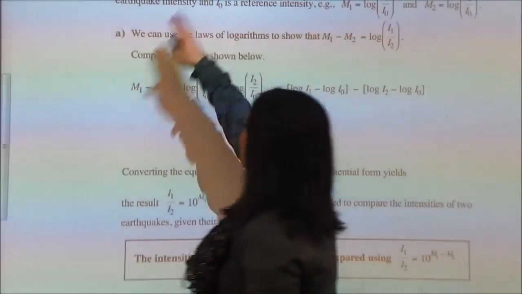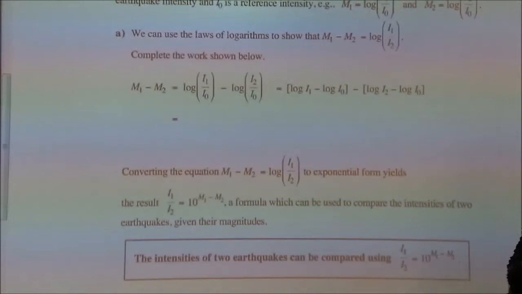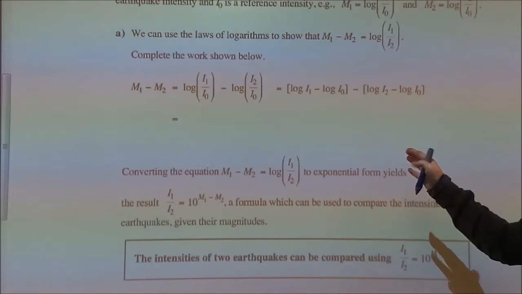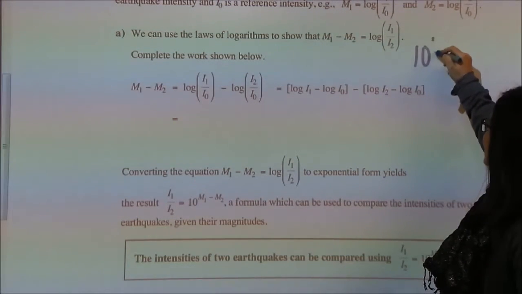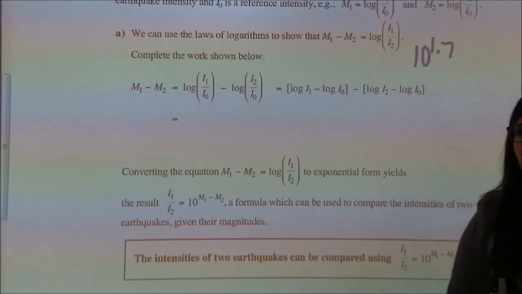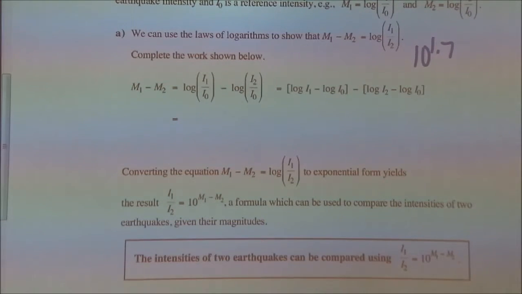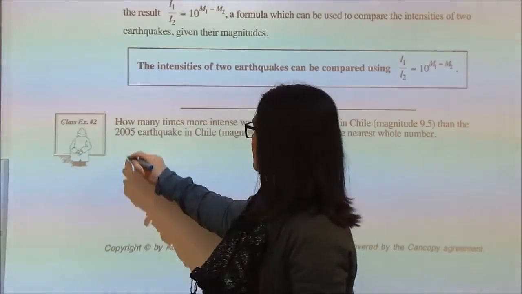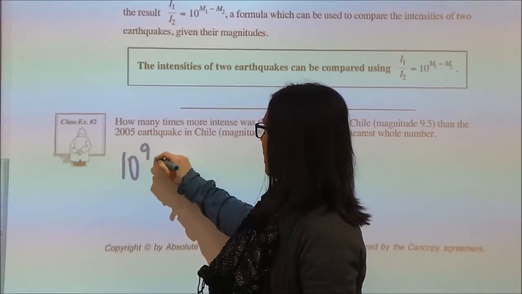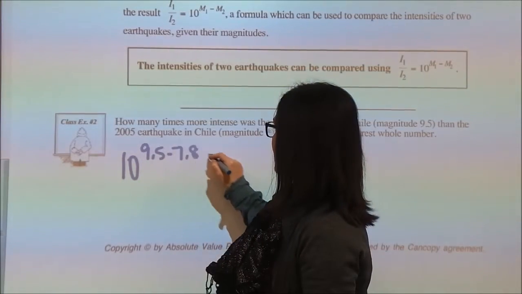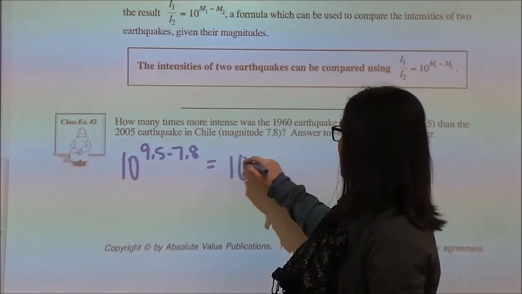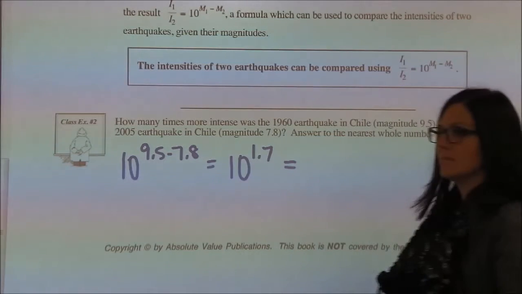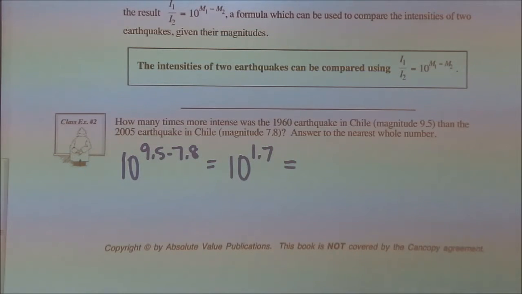All of this stuff here basically describes that. So if I go 10 to the power of 1.7, what do I get? Actually, that's down here. So we had the 9.5 minus the 7.8, which gave me the 1.7. How many times the intensity is that?